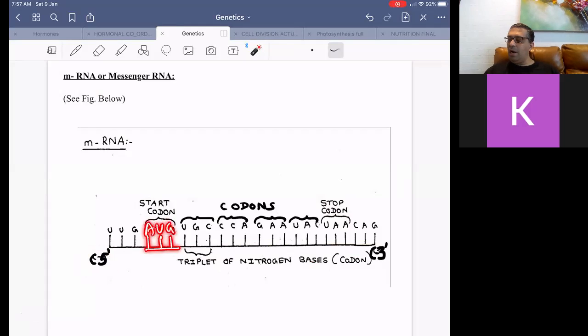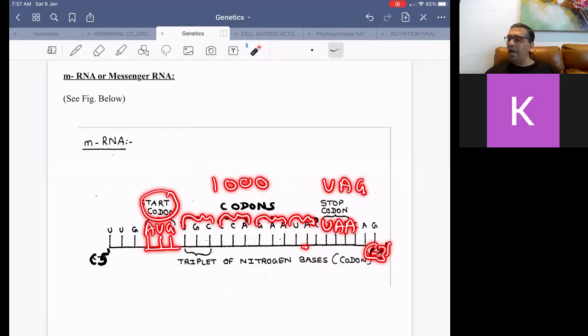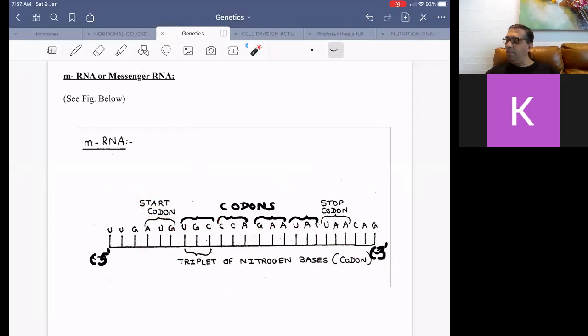What is AUG called? Your start codon. And then we have codon, codon, codon, codon, approximately 1,000 codons. And then at the C3 end, you have UAA, or it could have been UAG, or UGA. Any of these three is a stop codon. So UAA over here is the stop codon, and AUG over here is the start codon.